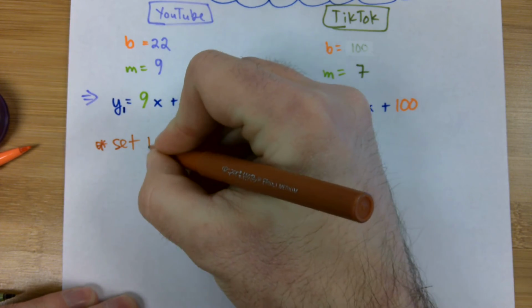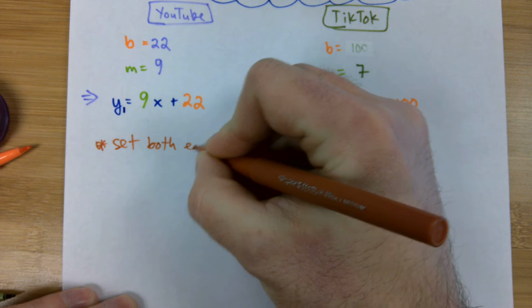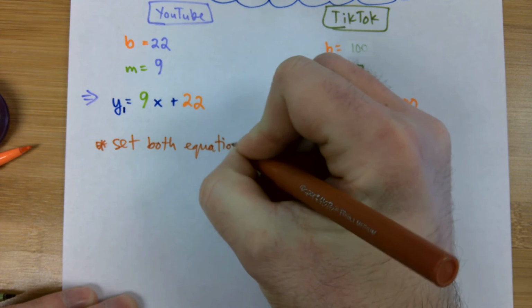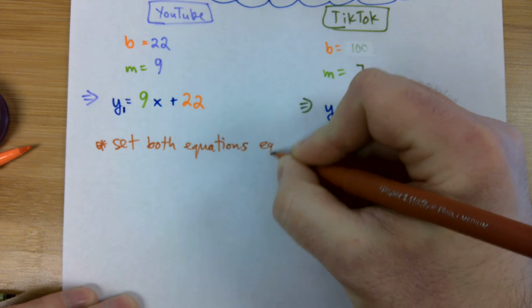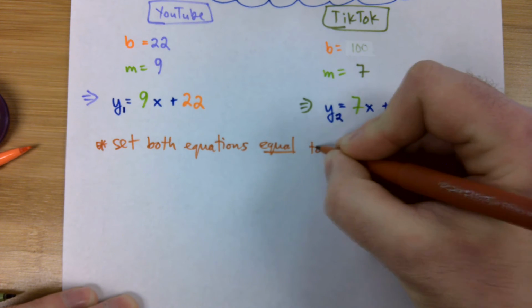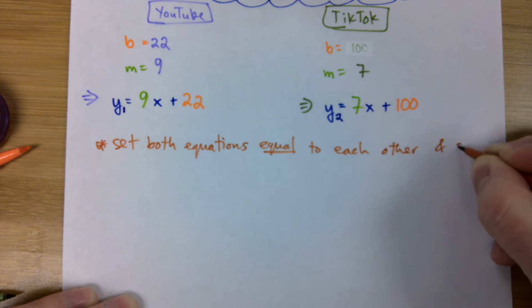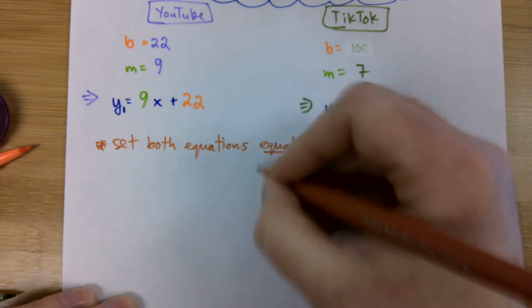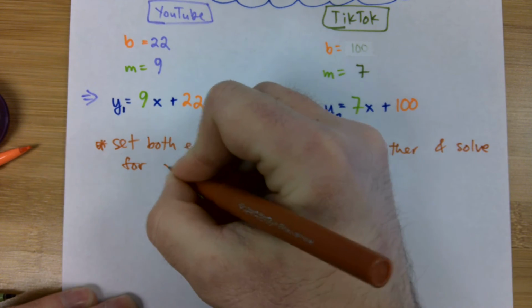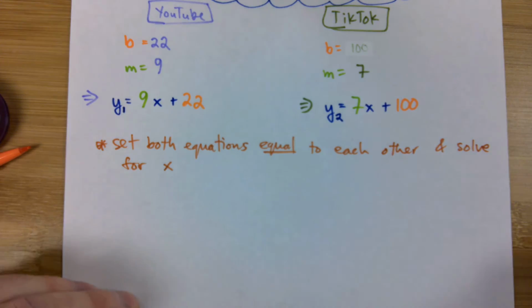What we're going to do is we're going to set both equations equal to each other and solve for x.